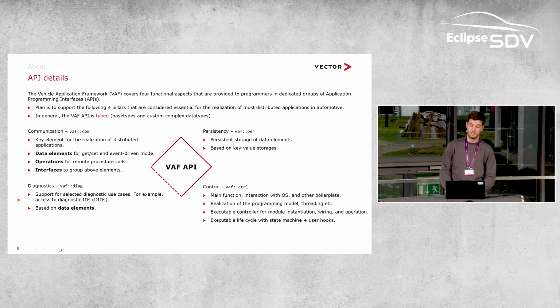And last but not least, the control API part. In the previous illustration, this can be mapped to the control module. So main function, interaction with the operating system, all the boilerplate we see in each and every project, written and maintained once again.